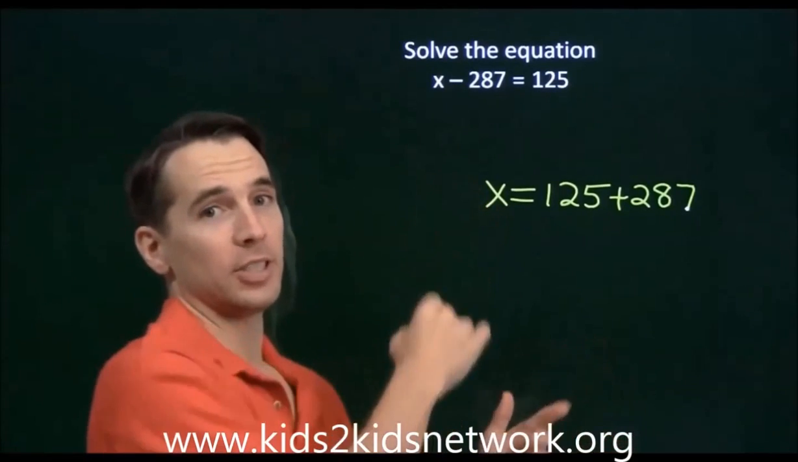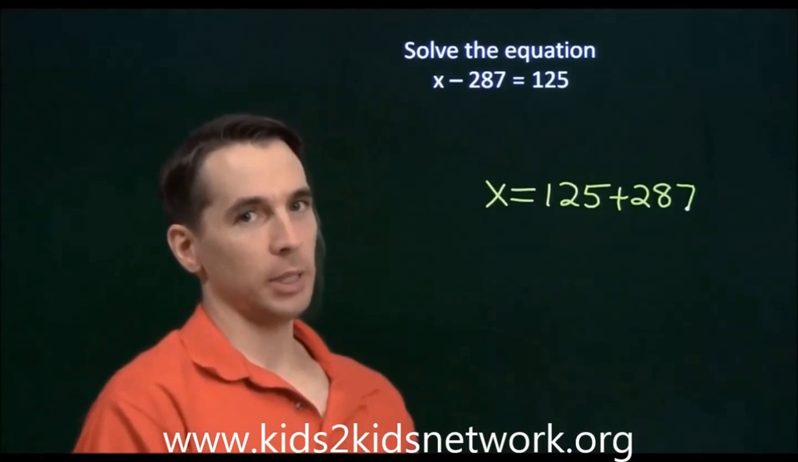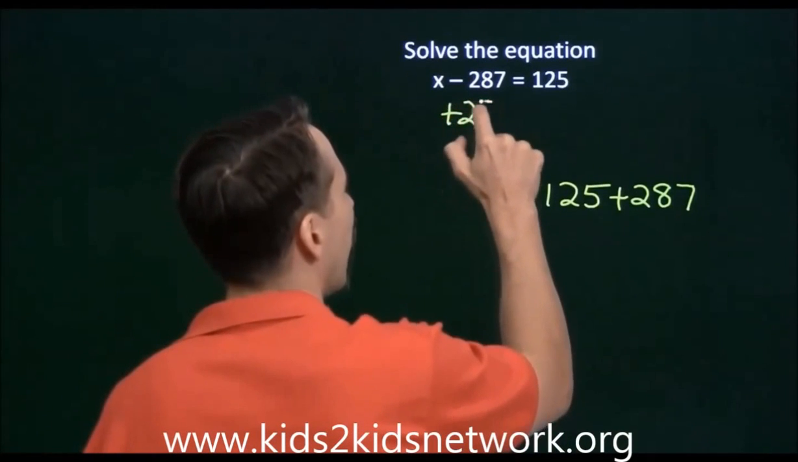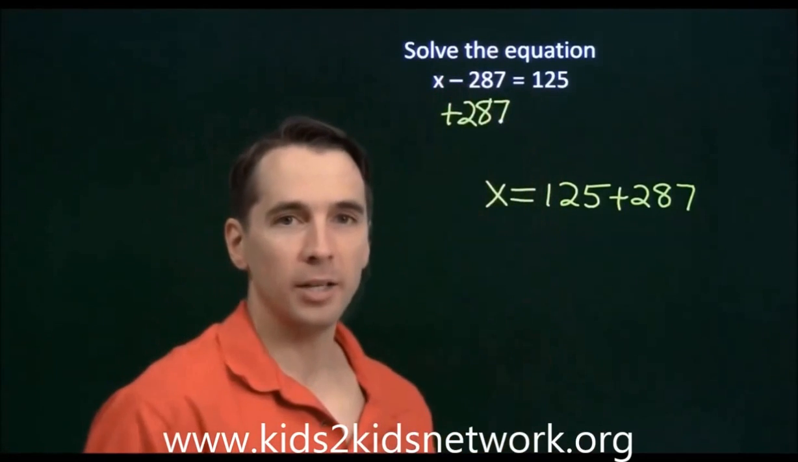So we're going to help X do the same thing. X is being driven nuts by this 287. X wants to be alone. We're going to help X. And we're going to get X alone by adding 287, because that'll cancel out the minus 287 there.